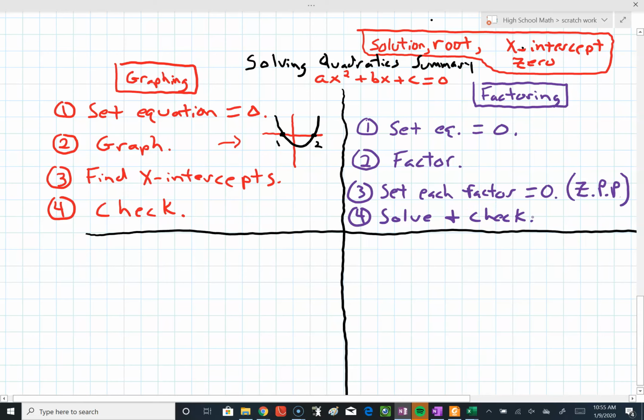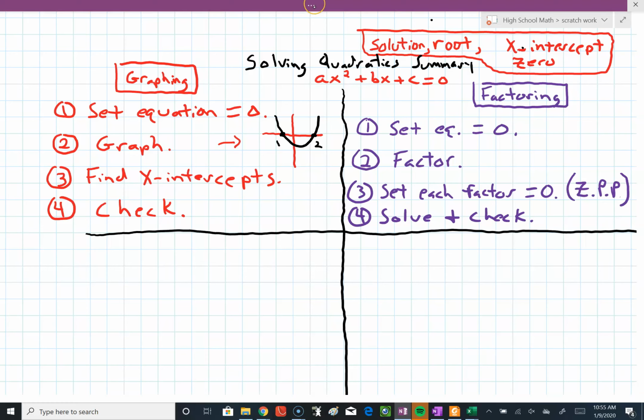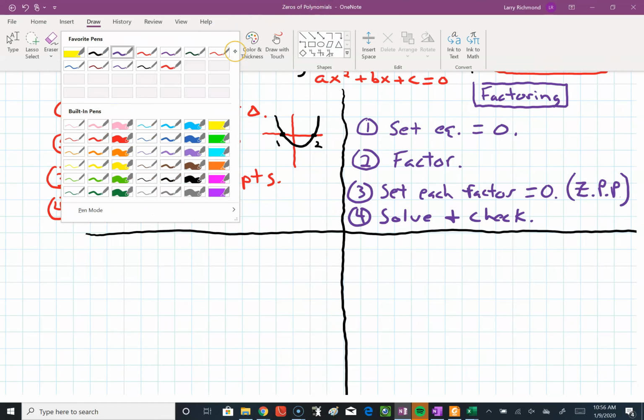Put your pencils down when you're ready. You got a color preference? Blue, I heard.